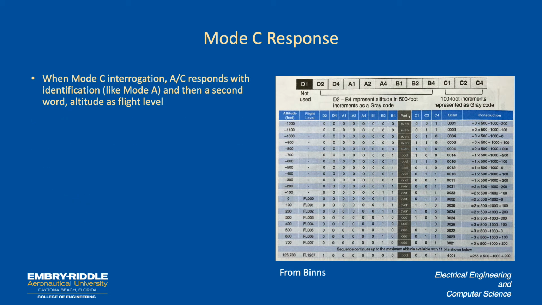The mode C response was like the mode A response, and then it was followed with a second word, which was altitude encoded as flight level.